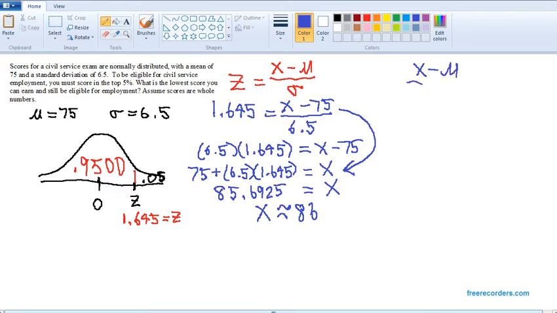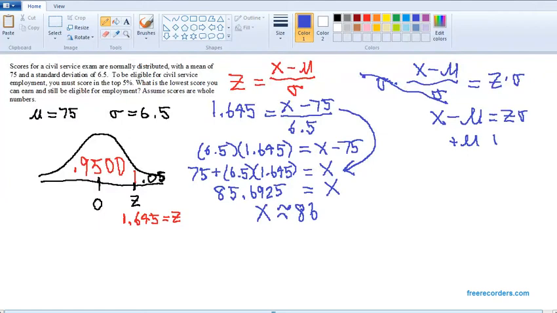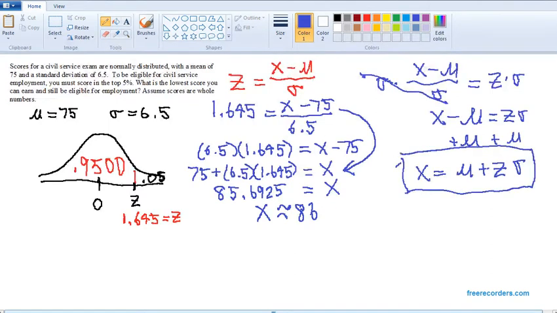So what I'm going to do is take this formula here, and I'm going to solve it for x. So first, I'm going to multiply both sides of the equation by sigma. The sigmas on the left cancel. It gives me x minus mu equals z sigma. And now I'm going to add mu to both sides of the equation, and I get the formula x equals mu plus z times sigma.